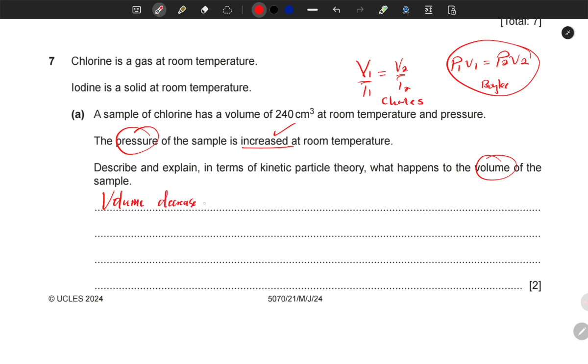So here we are saying volume decreases. Now we need to explain this. The question is, why does this happen? The reason is simple. As we decrease the volume, what happens? The particles become closer together. Actually, when the volume of a container or the sample decreases, it shortens the spaces between the particles, which increases the pressure. So here we are saying that the particles move closer to one another, creating fewer spaces.